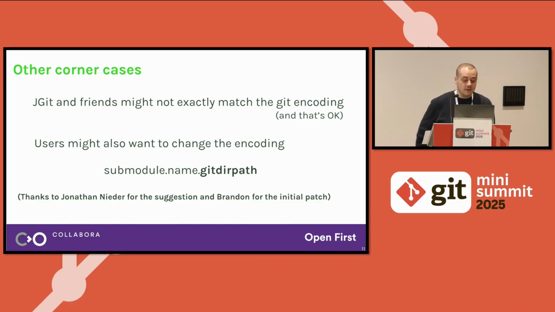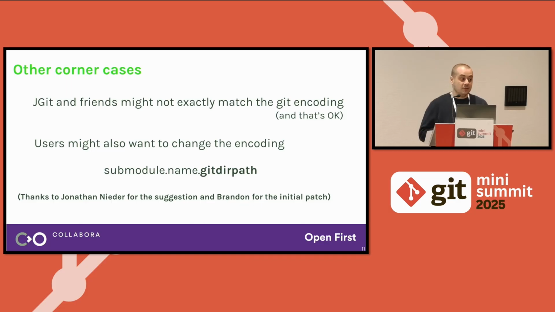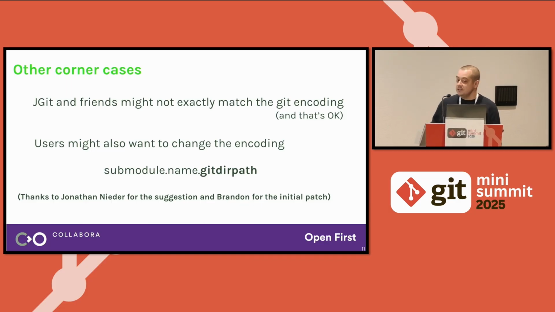Okay. There are other corner cases. It's all about the corner cases. So we're adding an ability to override the encoding via configs, so other projects don't need to exactly match the encoding which we add to Git. And users can also change the encoding for specific modules. And this is it basically for this patch series.